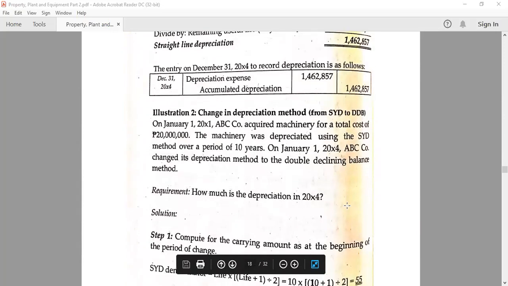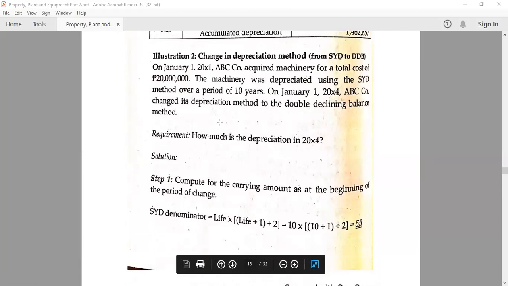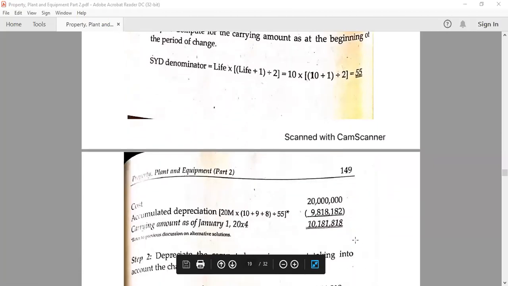All right, next, illustration 2. What if the method is from SYD to double declining balance? In that case, again, just compute the carrying amount, the remaining amount. So for SYD, remember, we are going to get the SYD denominator. The sum of numbers 1 to 10 is 55. And then it's still for 3 years. Therefore, we have to compute depreciation for our 3 years. So that's actually 10 over 55, 9 over 55, and 8 over 55.